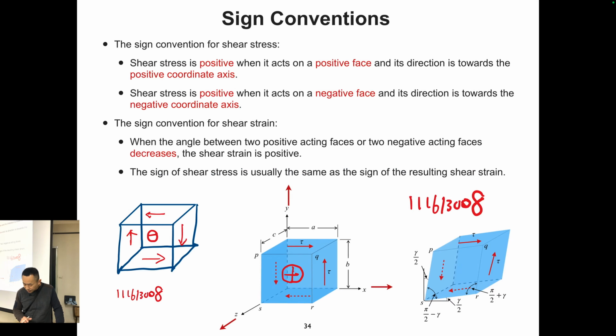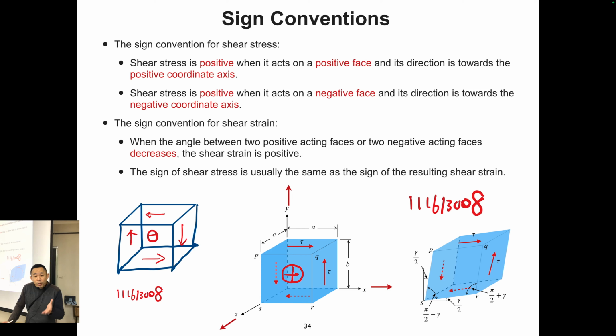Okay, and we also talk about the sign convention of the element. If the shear stress is acting on a positive area, and its shear stress is along the positive direction, also plus times plus becomes plus. Okay, so you will have the positive sign convention.